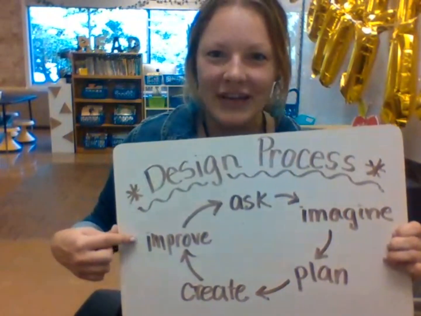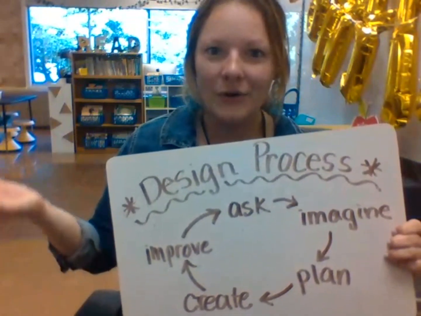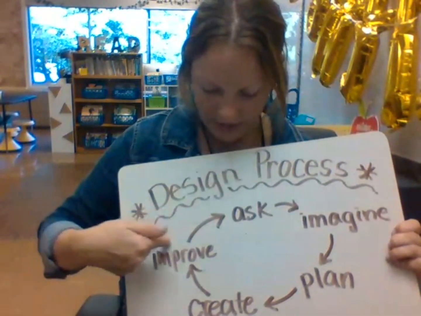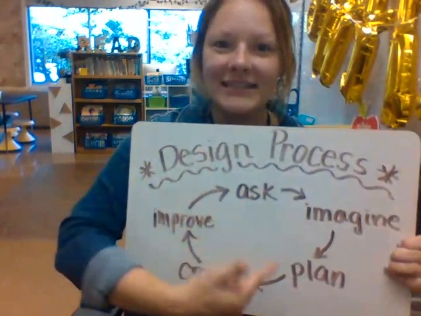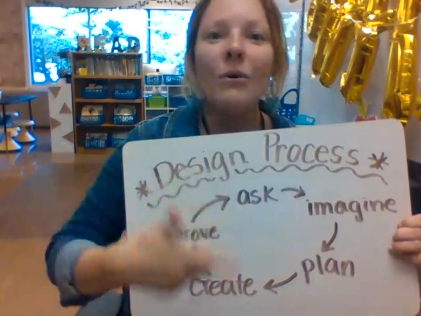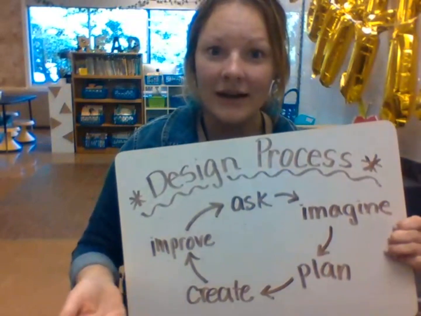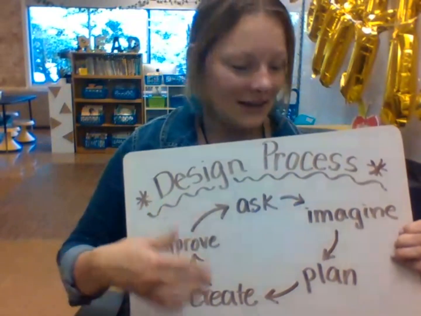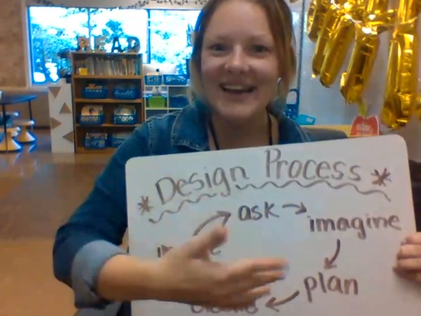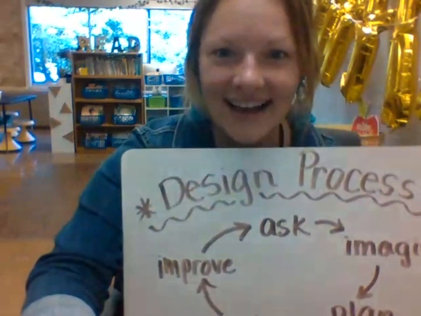So when you're improving it, you're looking at what you already made and created and seeing how you can make it better. Now notice this, I have an arrow that goes from improve to ask, because this design process, it never ends. It's always going. You're always thinking of different ways you can make something better, finding new problems, imagining different things, planning, creating, improving, asking, imagining, planning, creating, improving. It goes on and on and on.